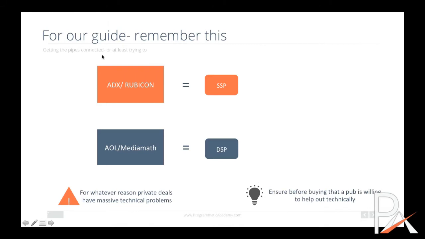All right. So as a quick reminder, let's keep in mind that AdX and Rubicon, for our purposes here, are SSPs. AOL and MediaMath are DSPs, okay?